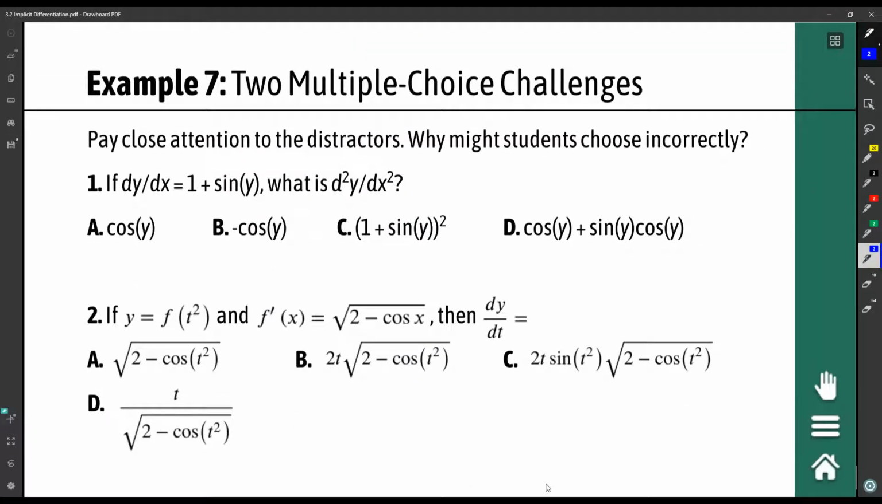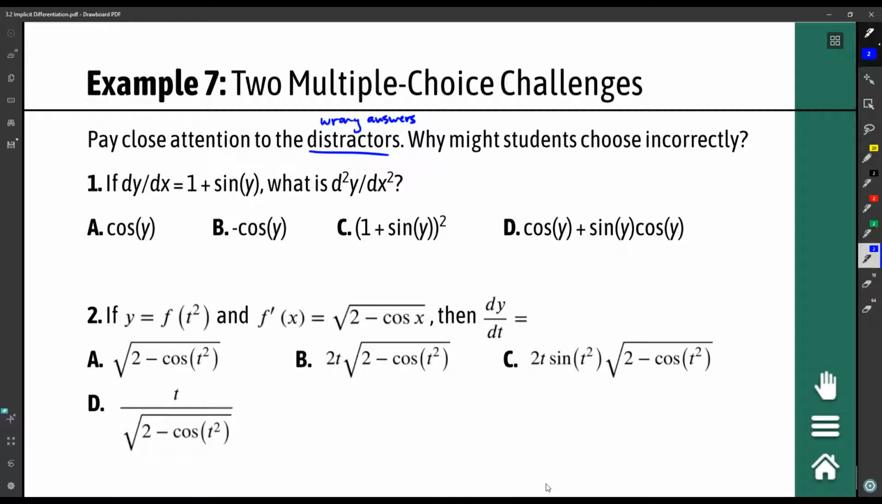Finally, we'll end with a couple of multiple choice challenges, and I want you to pay close attention to the distractors. When we say distractors in a multiple choice question, what we're referring to are the wrong answers and why those wrong answers might be chosen the way they are. We want to think about why students might choose those incorrectly.